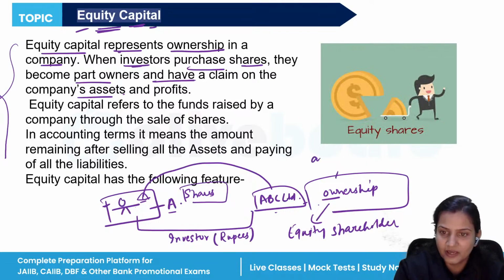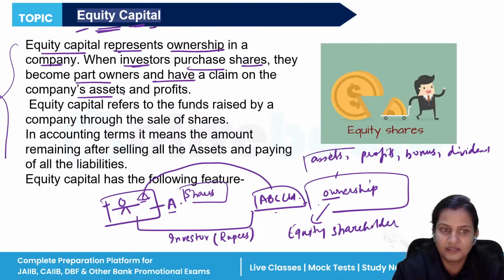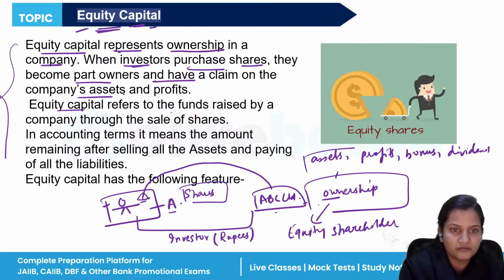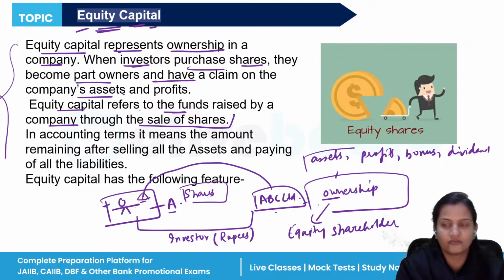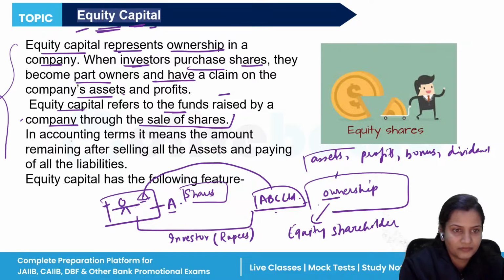Now he has become an owner of the company. Now he can claim all the assets of the company, all the profits, all the bonus, the dividend of the company. So he or she can claim all these things. So equity capital refers to the funds raised by a company through what? Through the sale of shares. Equity capital is such a type of capital. They are funds raised by a company through the selling of its shares. It is the amount remaining after selling all the assets and paying out the liabilities.